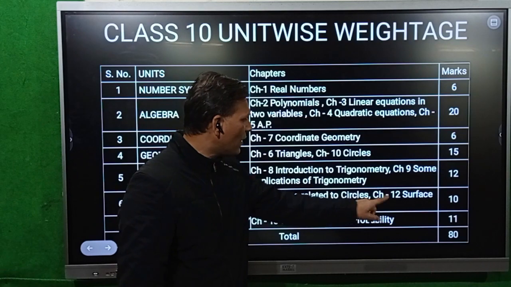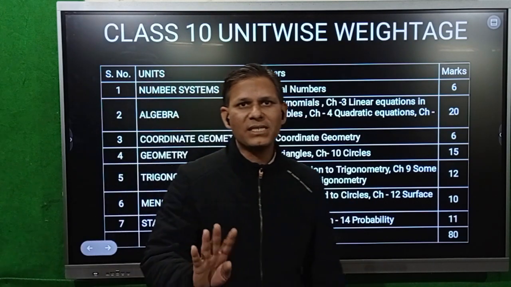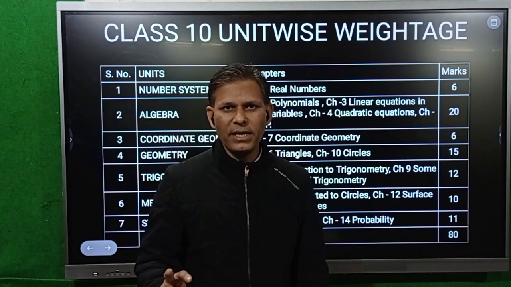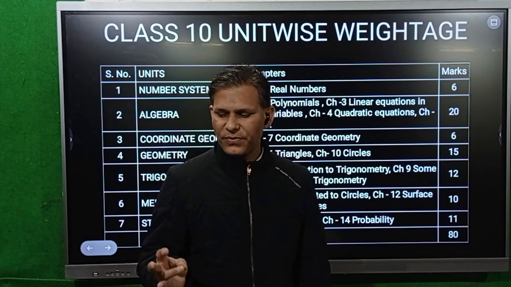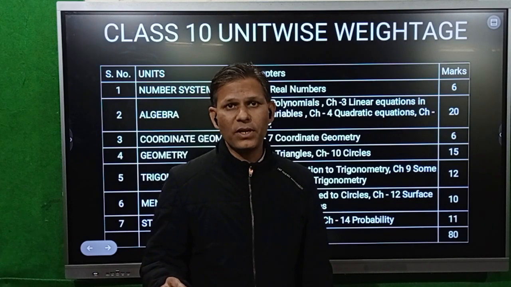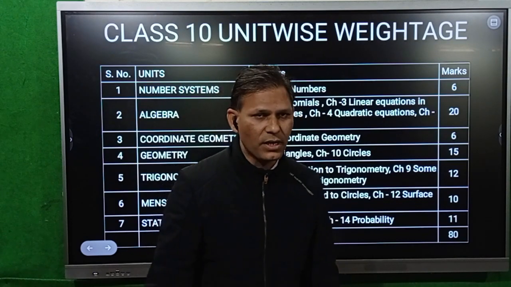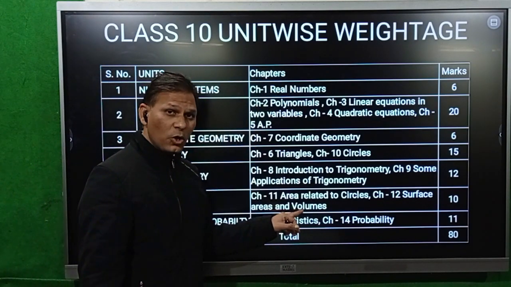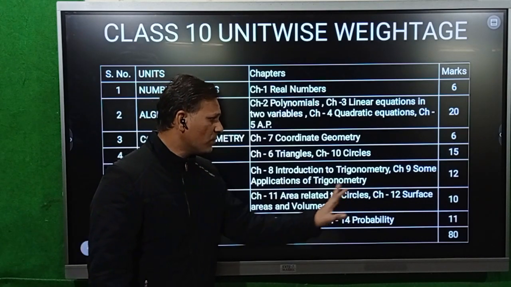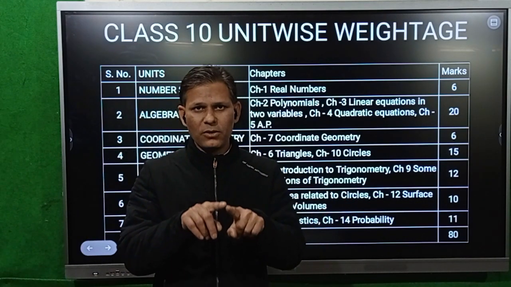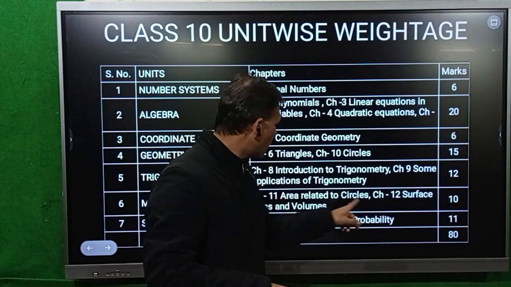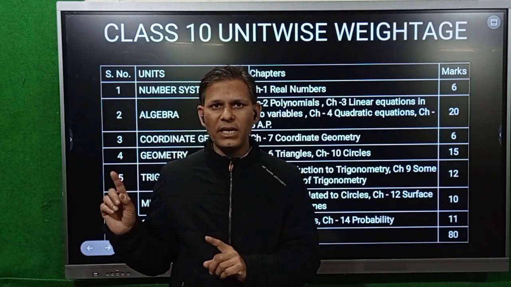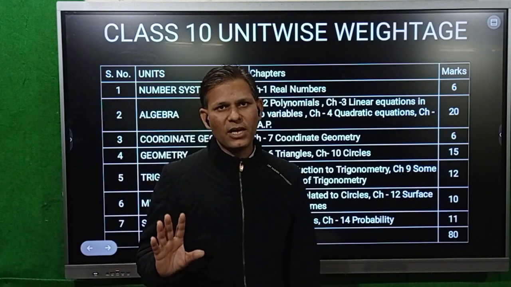In chapter 12, surface areas and volumes, you have to cover a total of 6 3D figures: first is the cube, second the cuboid, third the cylinder, fourth the cone, fifth the sphere, and sixth the hemisphere. So you have to cover all surface areas, curved surface areas and volumes of the 3D figures from this chapter. Do that, students, beta, do that. Make a chart of the surface area and volume chapter and paste it on the wall, and see it daily and remember those formulas carefully.